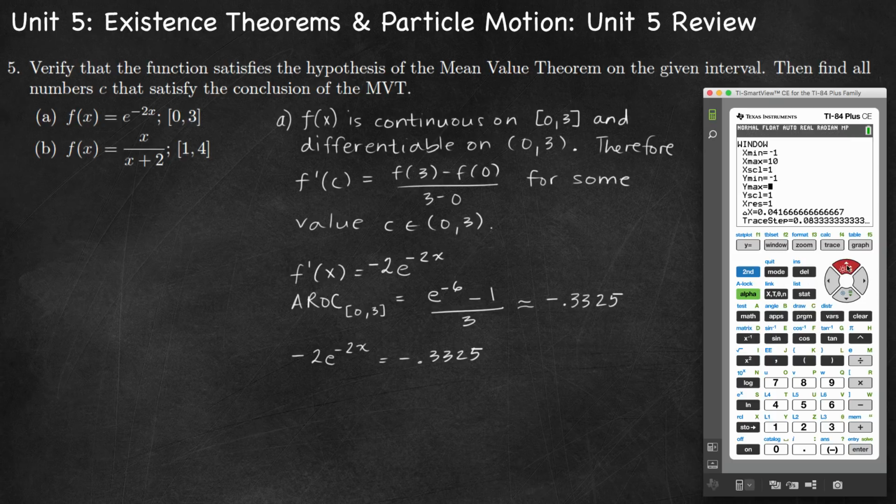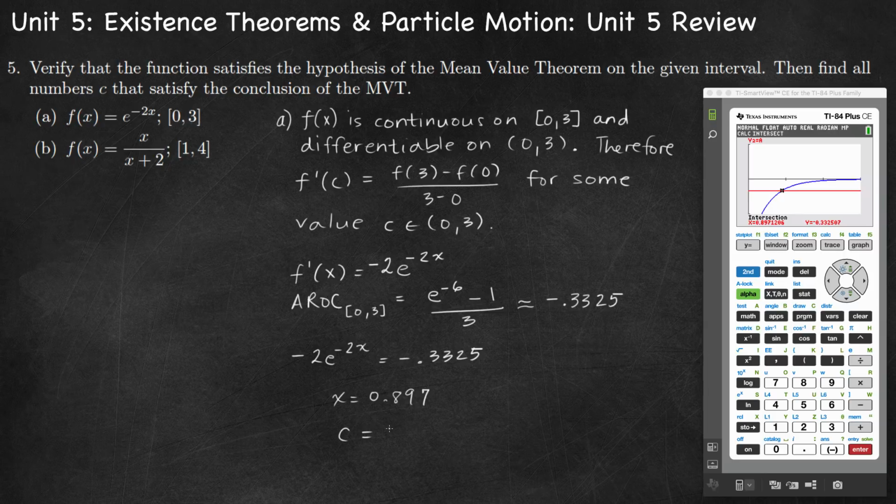And I'm only working on the interval from 0 to 3, so it's a good idea to limit your window to that interval as well, from 0 to 3. And I can see that I have one solution, so let's find that. And I get x equals 0.897. So that's the c value I was looking for, and it is between the endpoints 0 and 3.